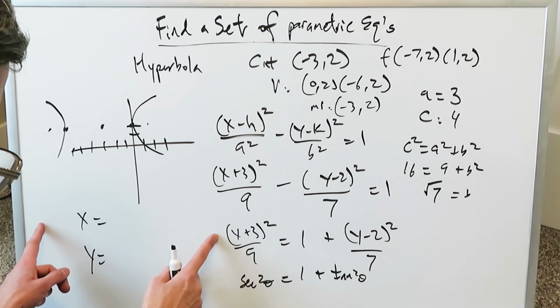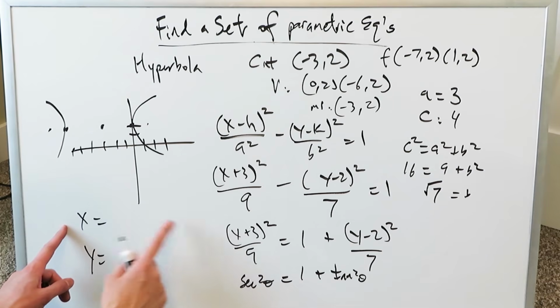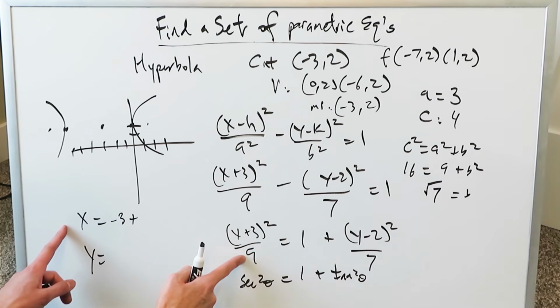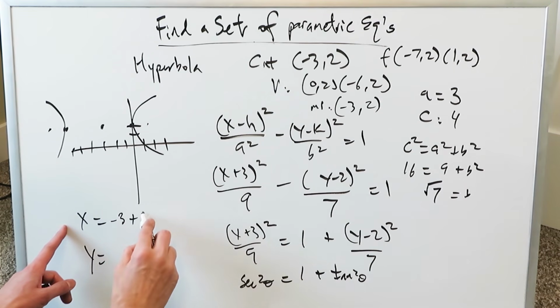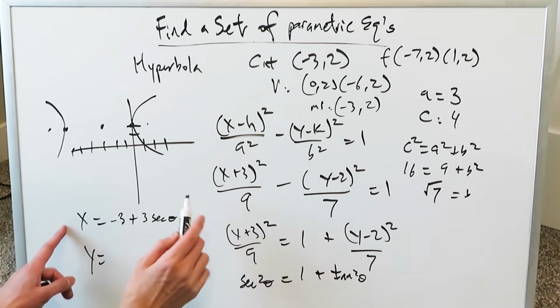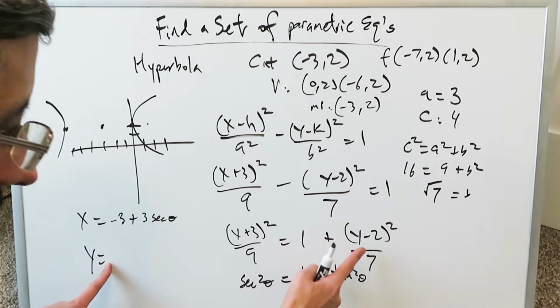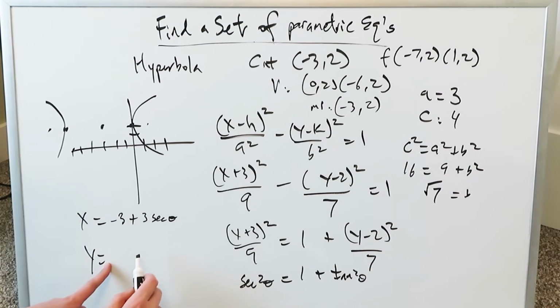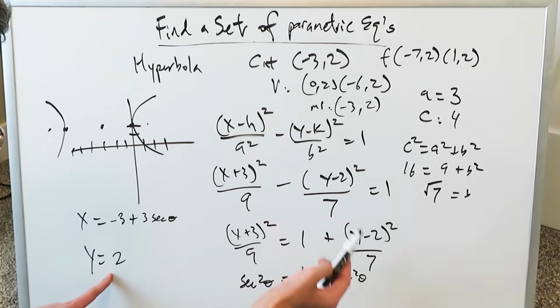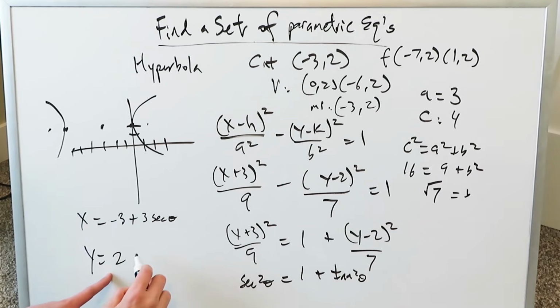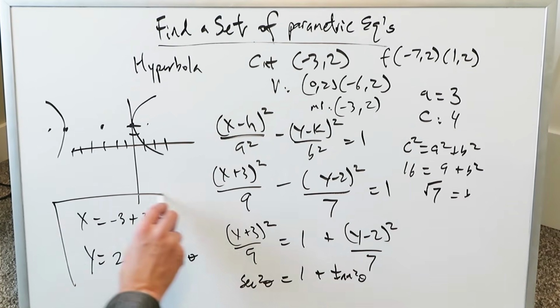My parameter should follow that route. X here should be equal to, I need to cancel out that 3. How about I do minus 3, and I need to bring a 9 into my numerator. It will be 3 secant theta. When I'm looking here at my y, I need to cancel out that minus 2 with a plus 2. And then I need to bring in a 7 here in the numerator, which would cancel out with the denominator. I'm looking here at 2 plus root 7 tan theta, and that right there would be my two parametric equations.